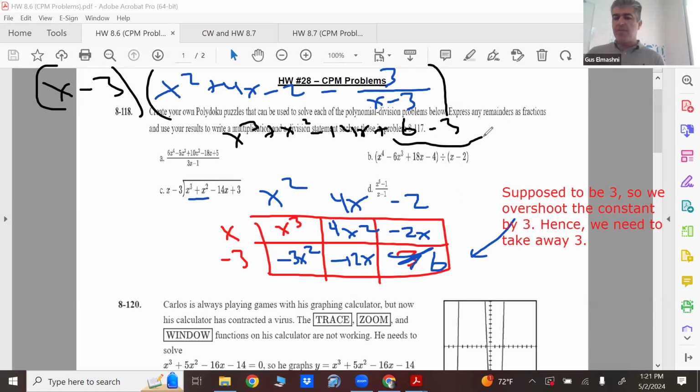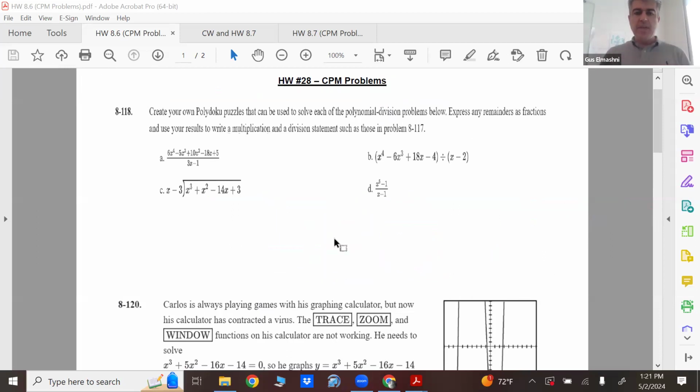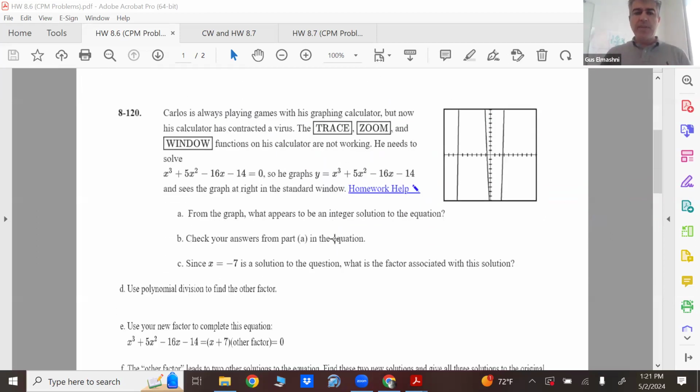So that's what you have to consider when you do this, is that you have to realize the last one is going to be off. Sometimes, if it's overshooting it, take them away. If it's undershooting it, add it on. And that's what you've got to do. This is how we do it. So it's kind of a cool way of doing division. I think it's really neat.